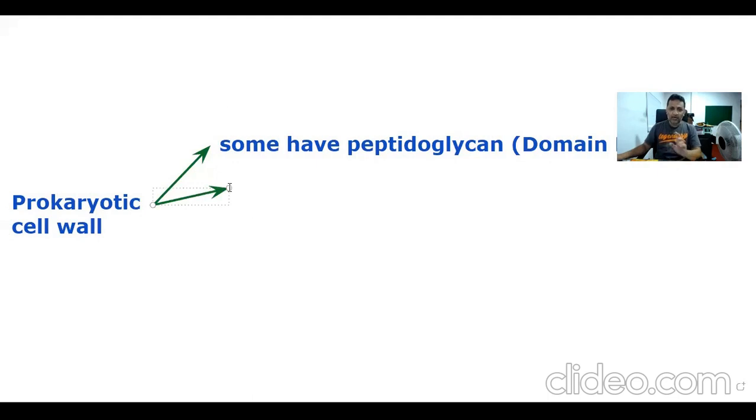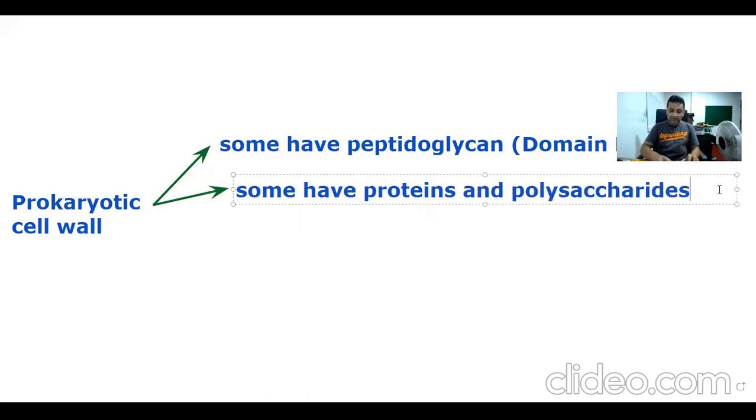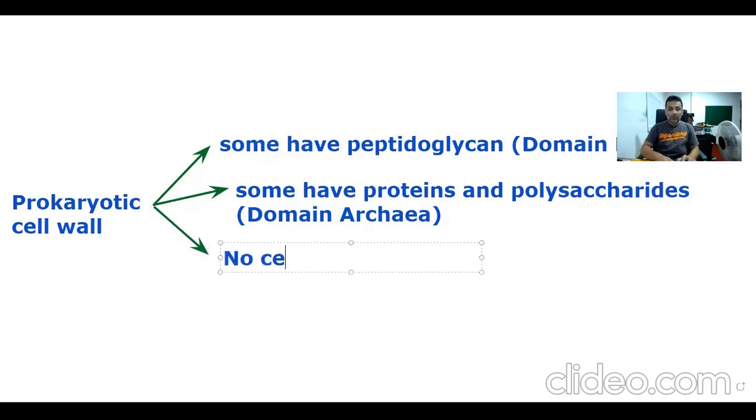Some prokaryotes have proteins and polysaccharides as their cell wall components. That is domain archaea members. Domain archaea members have proteins and polysaccharides as their cell wall components. Remember, in the prokaryotic cell wall, no cellulose can be noticed.